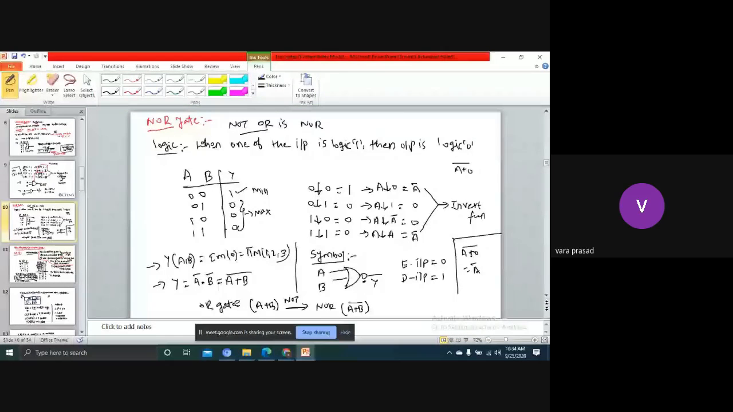Here, A NOR of 1: how can we write it? A plus 1 whole bar. 1 plus anything is 1, and 1 bar is 0. We'll get 0. A NOR of A bar is A plus A bar whole bar. A plus A bar is 1, and 1 bar is 0. A NOR of A means A plus A whole bar. A plus A is A, so the result is A bar.